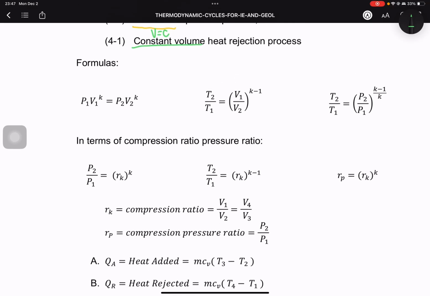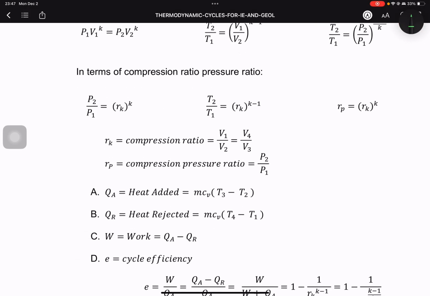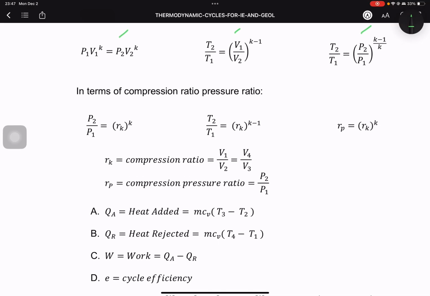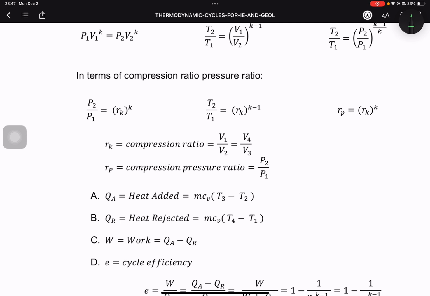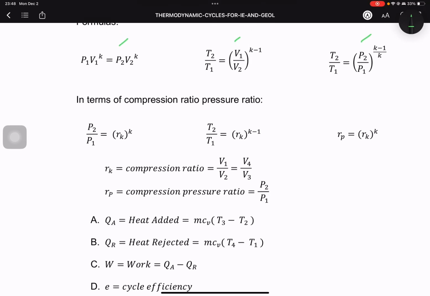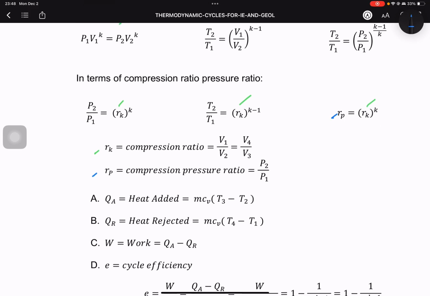By the way, these equations po, okay, these equations are from the isentropic equations, okay, ng PVT relations. Okay, so isentropic, and yeah, isentropic. Okay, so we have here, ayan, in terms of compression ratio, pressure and pressure ratio, okay, where again itong mga RK na ito, okay, that RK is equal to this, and then syempre yung RP, okay, is equal to this, or the compression pressure ratio.